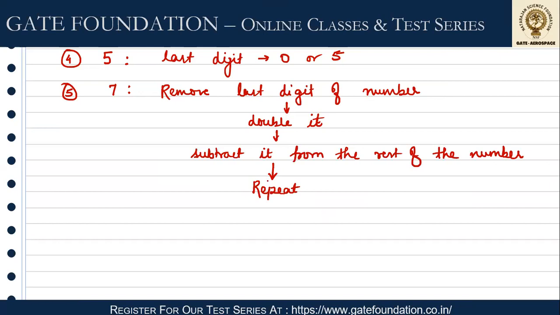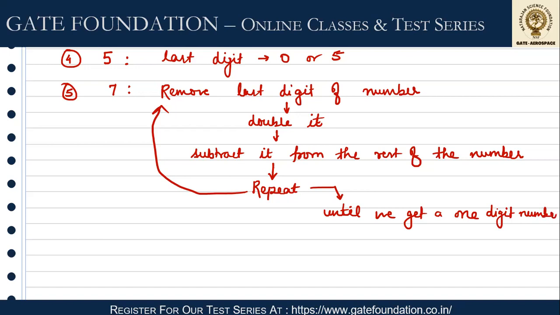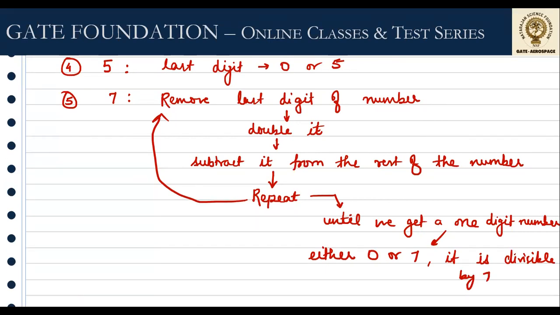We are supposed to repeat this whole procedure until we get a one digit number. If that number is either 0 or 7, then it is divisible by 7. I know it is not much clear, so we'll try to solve it with the help of some example.